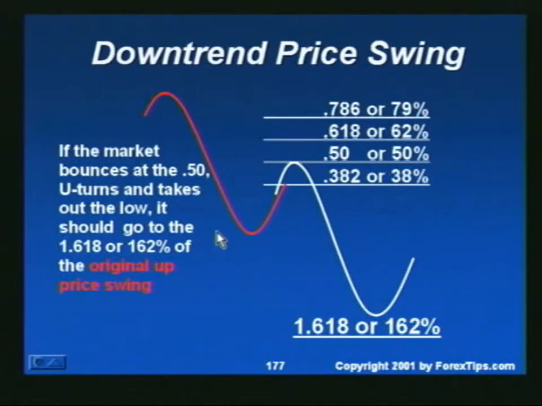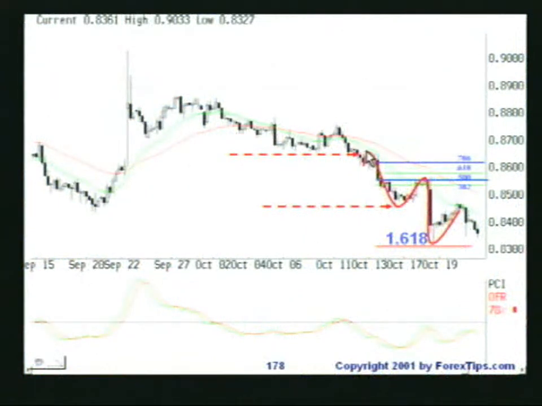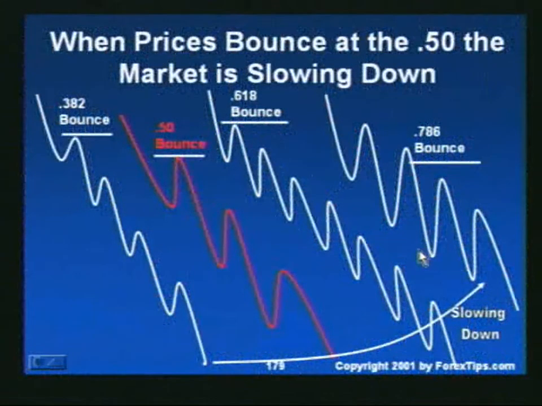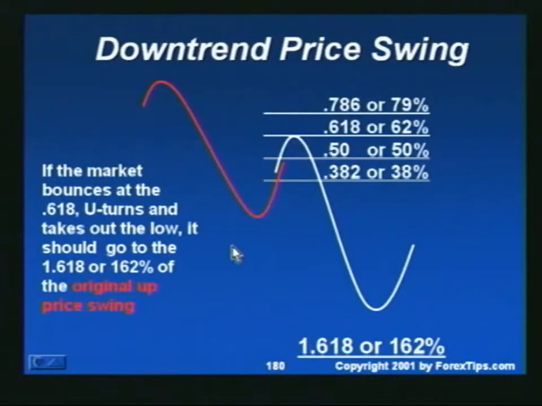Now, downtrend price swings. When the market bounces at the 5.0, it should go to the 1.618 extension. Here's the original swing. There's the 5.0. There's the 1.618 extension. Look at how it bounced very aggressively there. The market's slowing down. Look at the downtrend price swing.